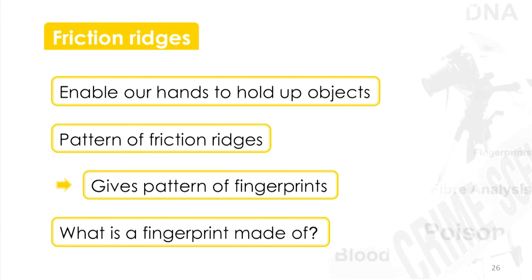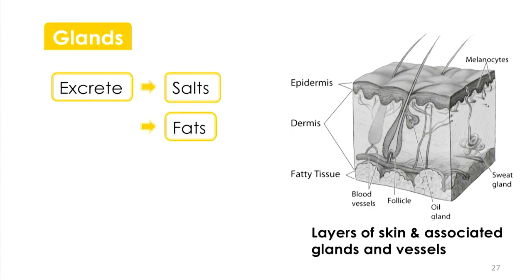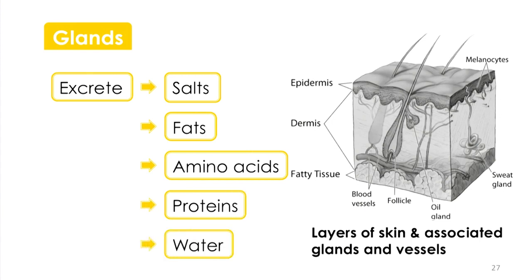But what is a fingerprint actually made of? The material that is deposited is the excretion from the glands which are just below your skin. And these glands excrete a cocktail of natural chemicals: salts, fats, amino acids, proteins, and water. And it's the deposit of these on the surface of some other object that creates the fingerprint.